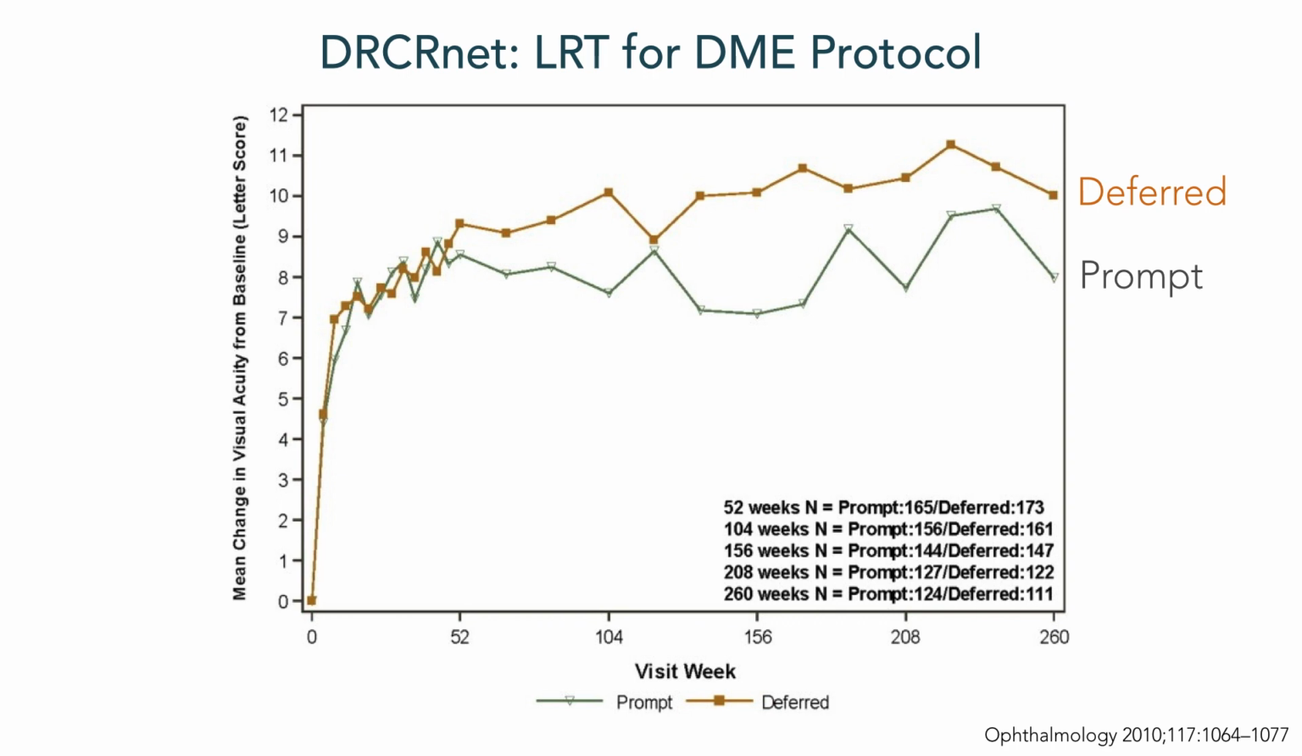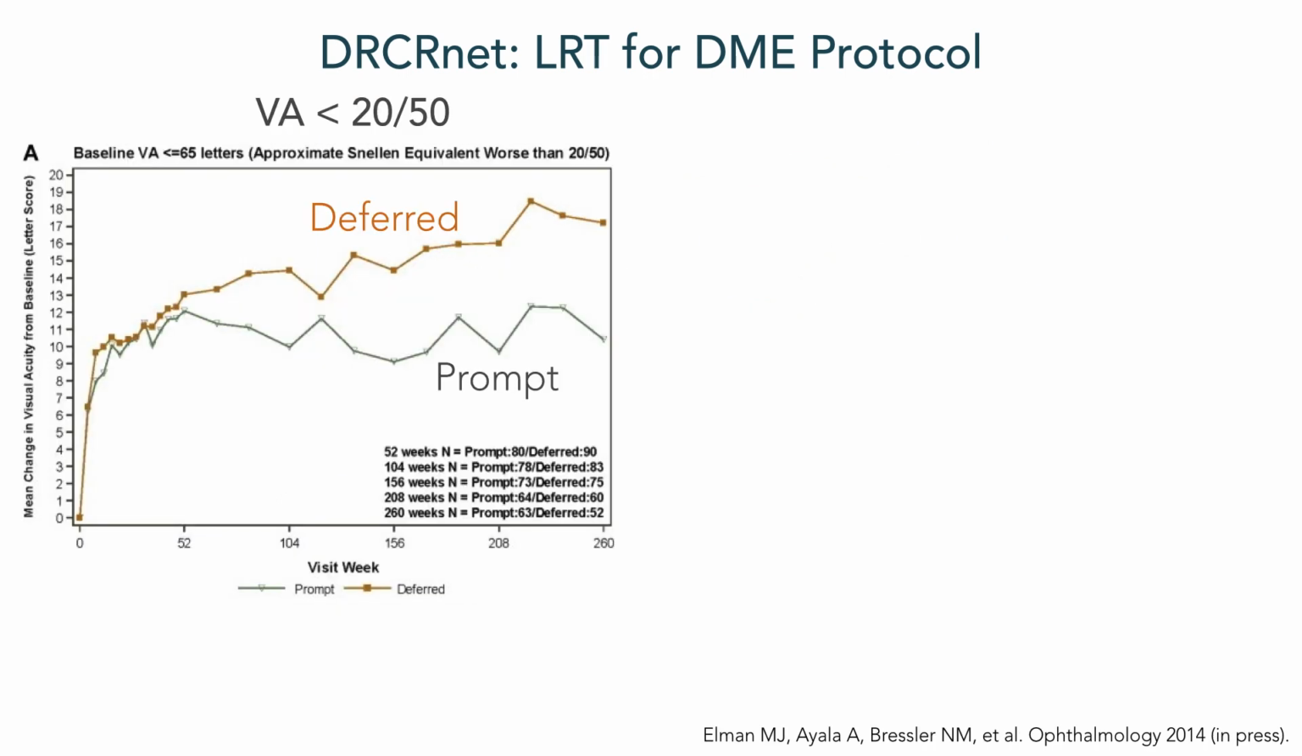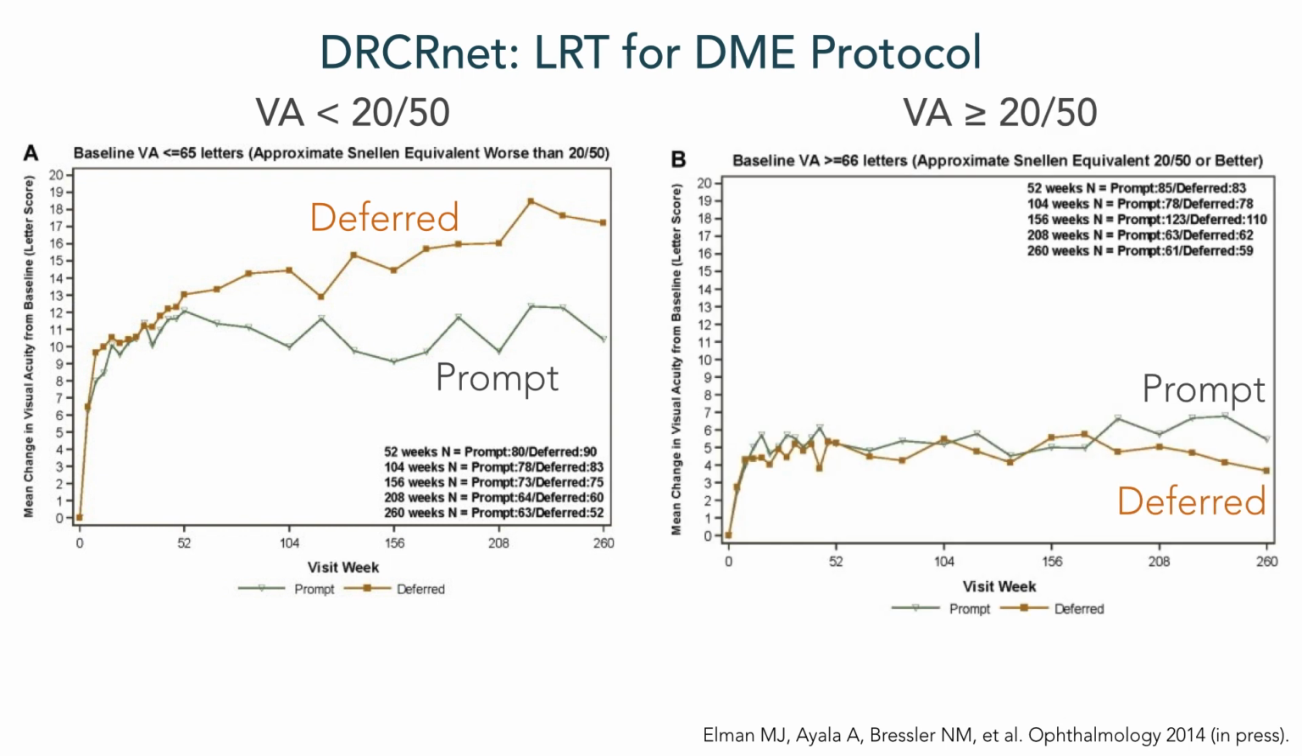Okay, so you'd be tempted to think that you should always defer laser, and certainly when the vision's worse than 20/50, defer beat out prompt even more. And if you look at the left, we're talking about like 7 or 8 letters. But then if they have better than 20/50 vision, you split them out a little bit, prompt beat defer, but not by much. We're talking 2 letters.